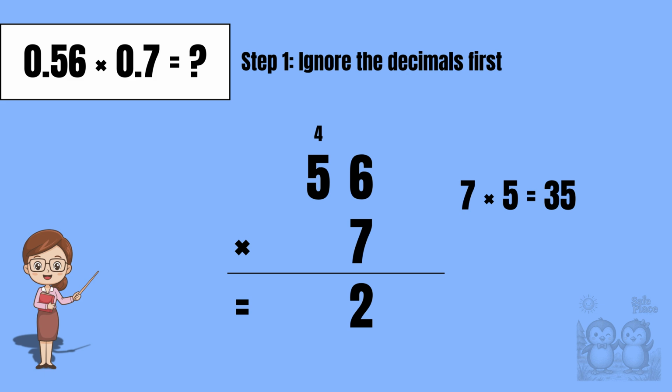Next, multiply 7 by 5. 7 times 5 equals 35. Now add the carried over 4. 35 plus 4 equals 39. That gives us the answer 392.